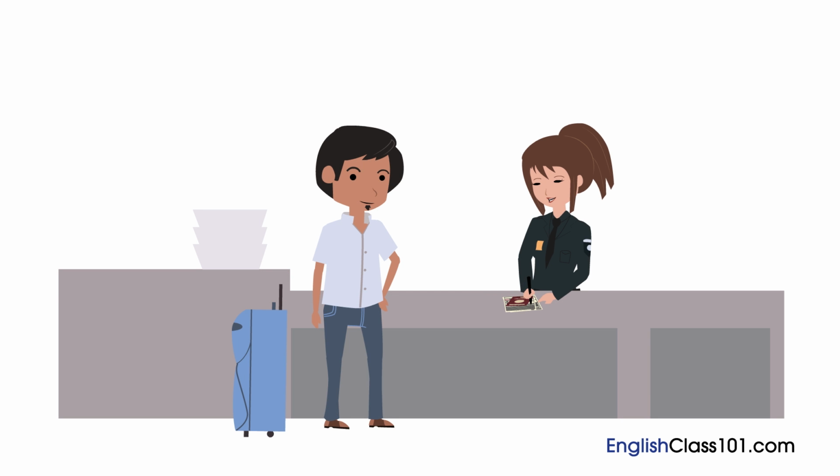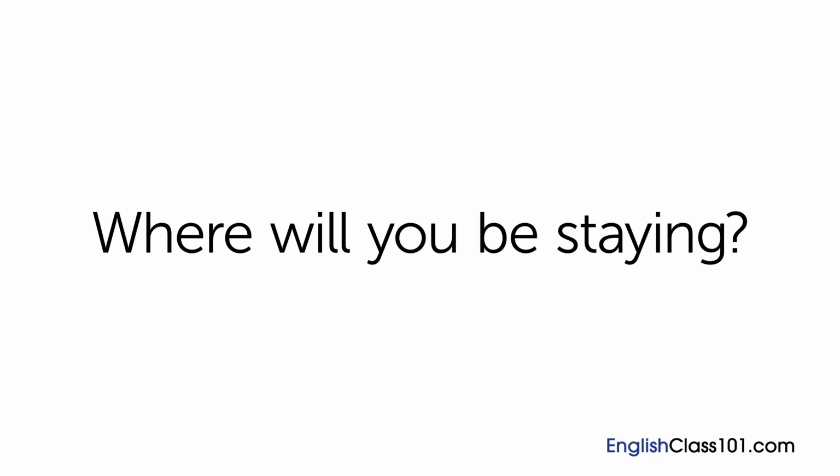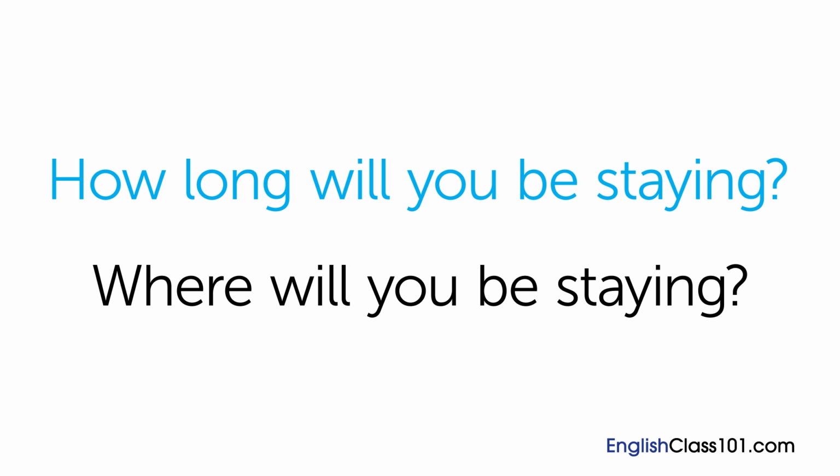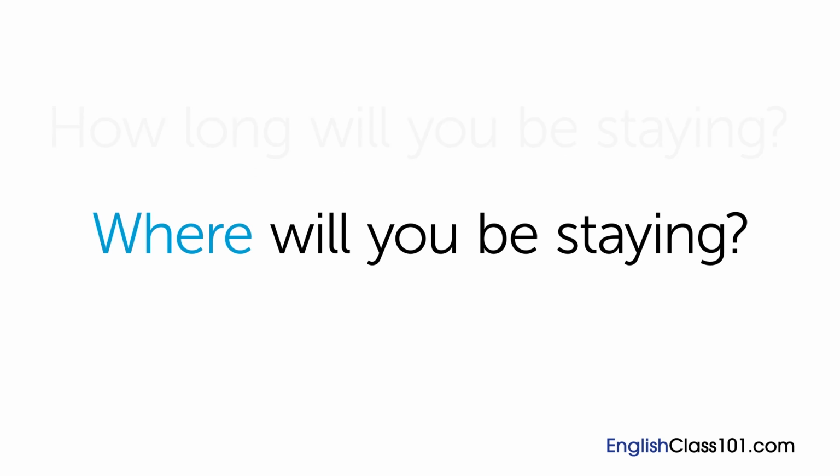Do you remember the second question the immigration officer asked Gustavo in the scene? And where will you be staying? This question is identical to the first question, except instead of saying, How long? the immigration officer asked, Where? The immigration officer is asking to find out which hotel or address a visitor will be staying at. Again, it's, Where will you be staying?